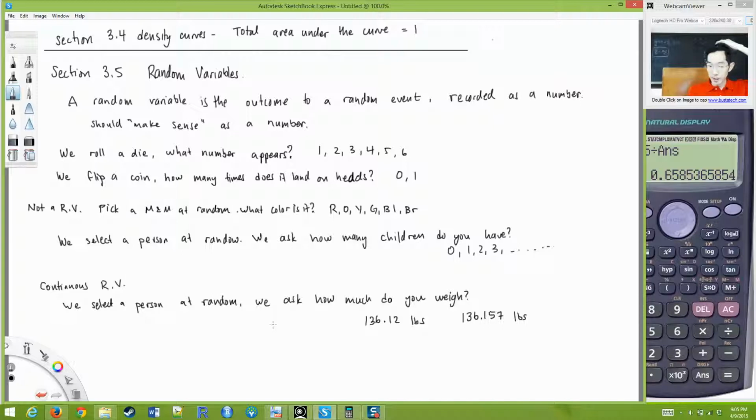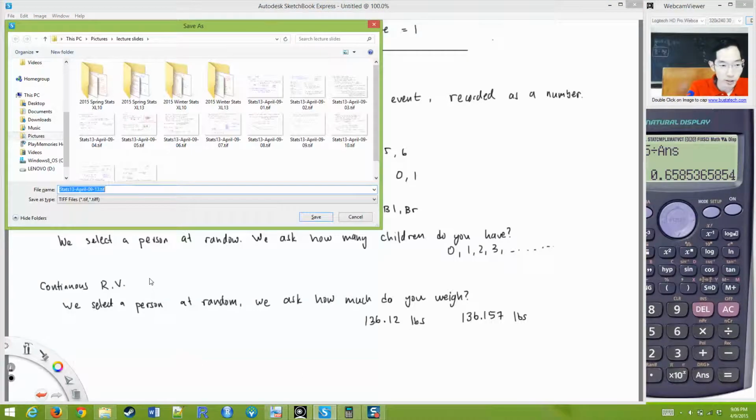So continuous variables can also be expressed with random variables. And again, the important part is that there is a random component to it. If you're just recording numbers or something, and there's not a random element, it's not a random variable. We're doing some kind of random event, and the outcome of that event is a number. So rolling a die, flipping a coin, all of these are random events.